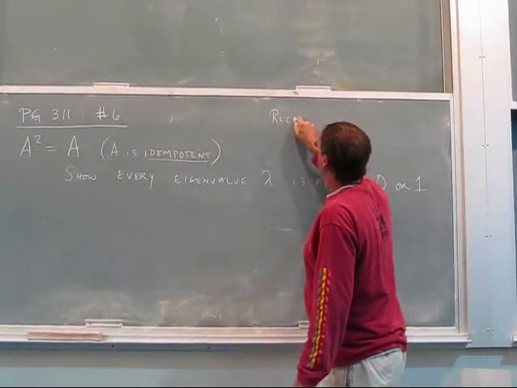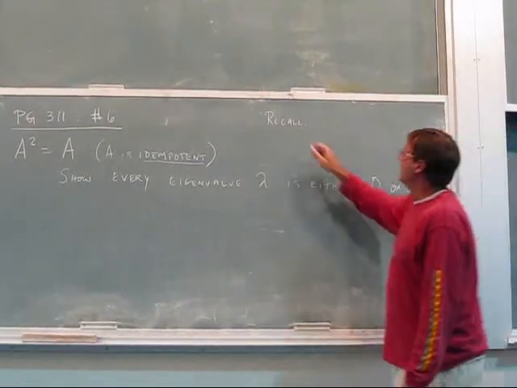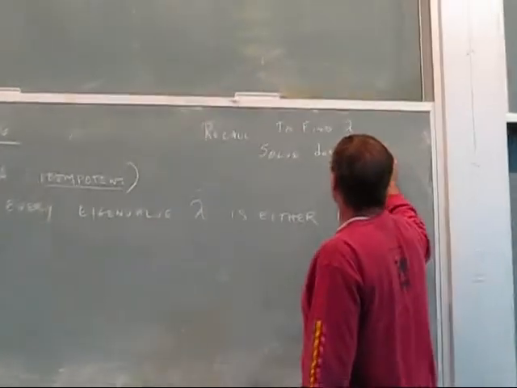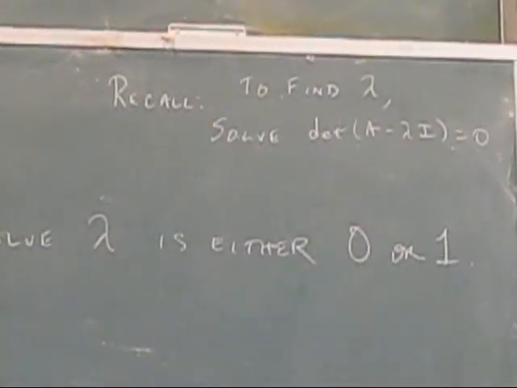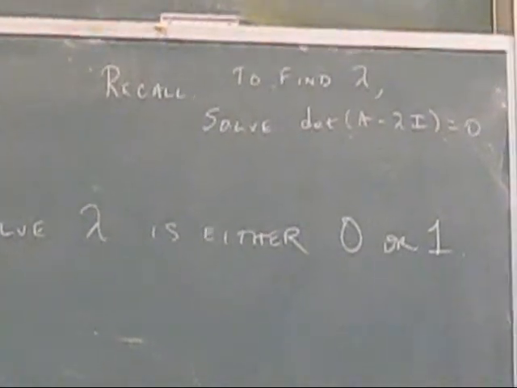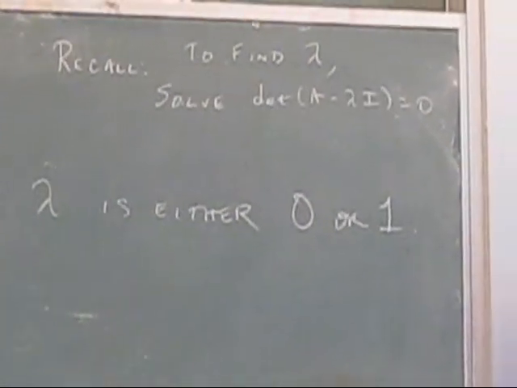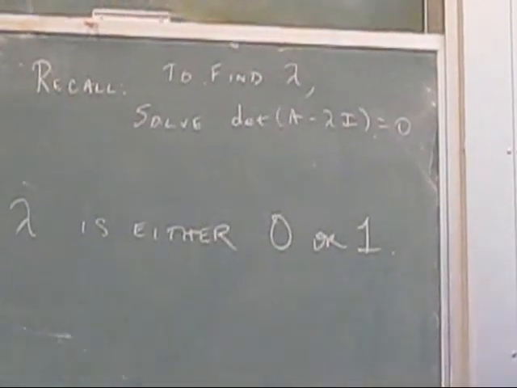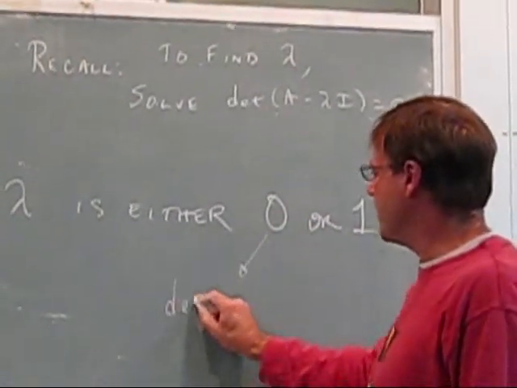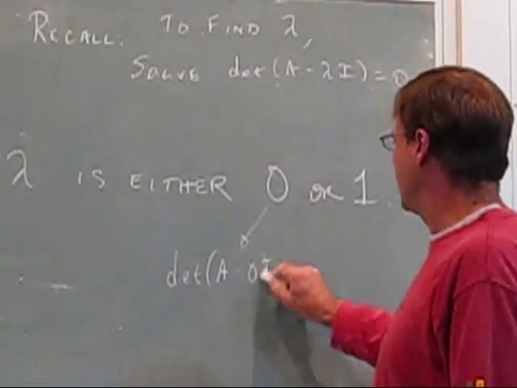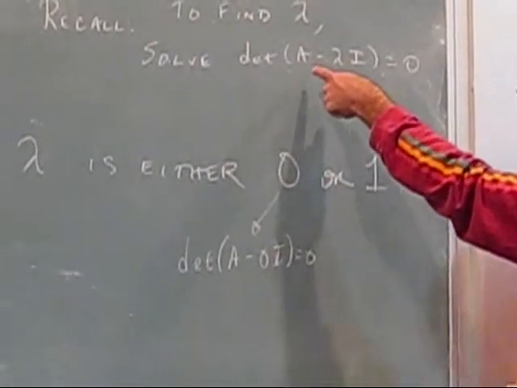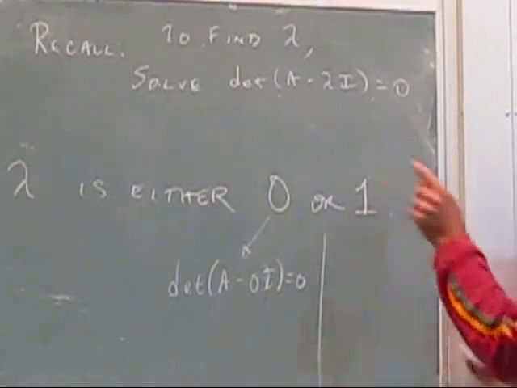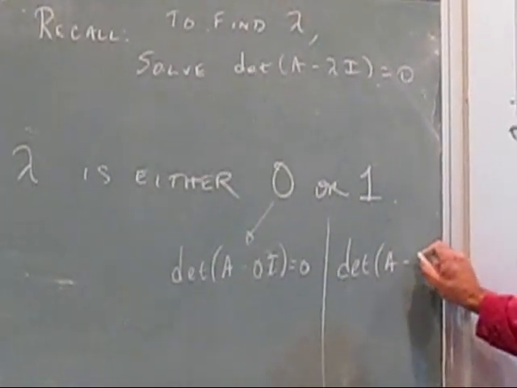Let's recall how we find eigenvalues. To find lambda, you solve the determinant of A minus lambda I equals 0. That's what you solve in order to find lambda. Right? So if lambda is 0, what does this mean? It means we must have the determinant of A minus 0 I equals 0, because this is what you have to solve to find lambda, and if you got lambda to be 0, then you better have that. And similarly, if you had lambda equals 1, then you would have had to solve the determinant of A minus I.